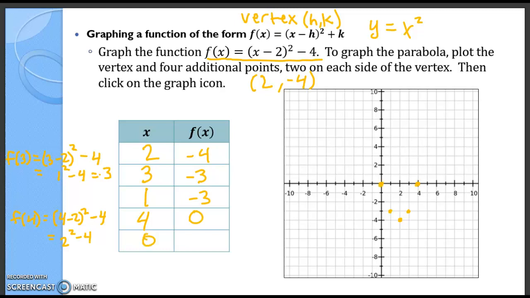You can check it by plugging it in, and then we will continue on with our graph like that. That's graphing a function of the form f of x equals x minus h squared plus k.